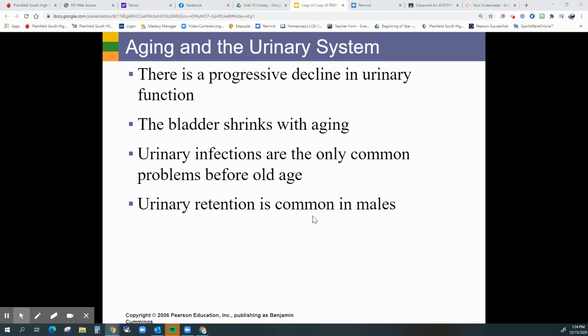And then urine retention is common in males, mostly because the urethra is much longer, and the bladder is a little bit larger.